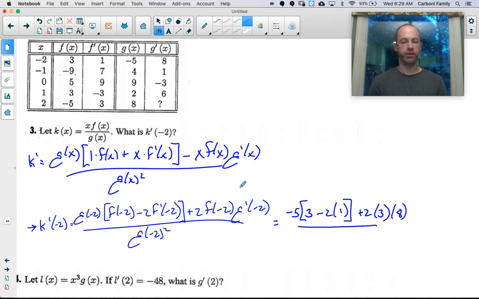All over g of negative 2, which is negative 5, squared. And I would just stop there. If you clean that up, that's negative 5 plus 48 on top. So that's going to be 43 over 25.